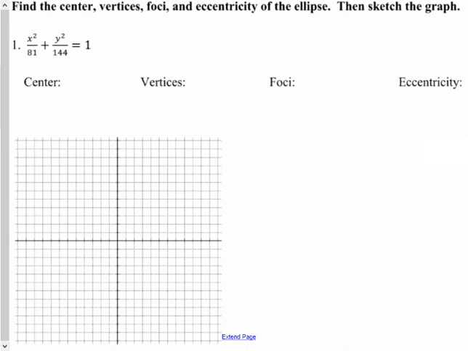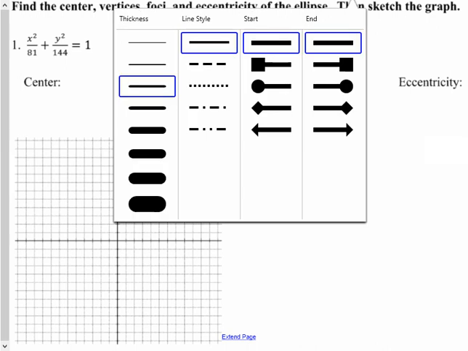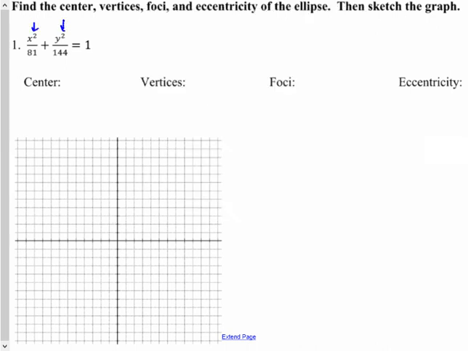In today's lesson, we are continuing on with finding the center, vertices, foci, and eccentricity of the ellipse, then sketching the graph. First off, you'll notice that there's no h or k, right? Just x squared, y squared. So that tells us our center is 0, 0 for h, k.